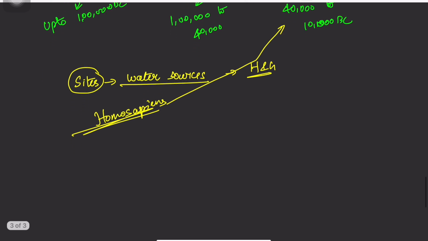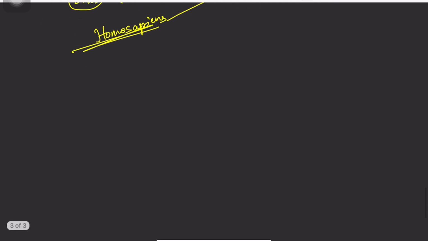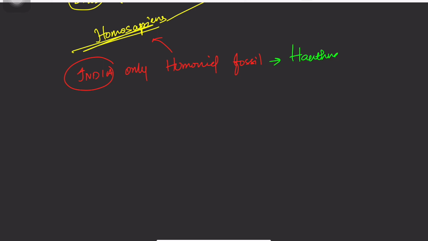The only humanoid fossil was found in Hathnora, in the Narmada Valley. There is only one human fossil in India; if you take India, only one humanoid fossil was found, and it was in Hathnora, which is located in the Narmada Valley.